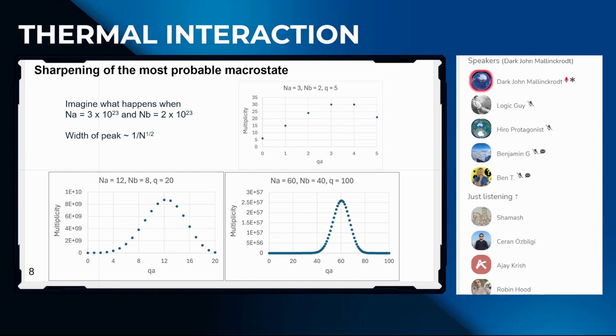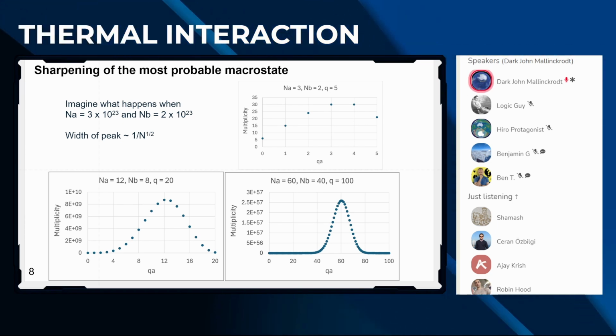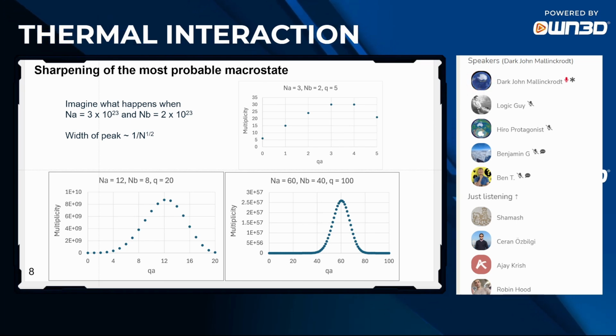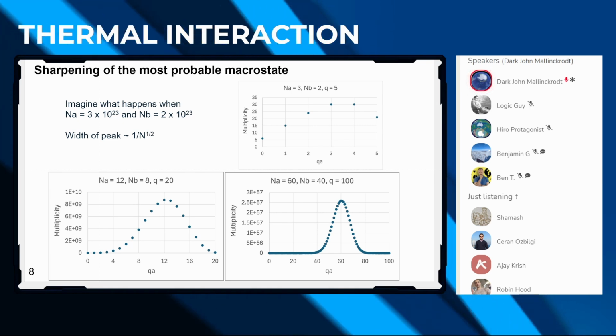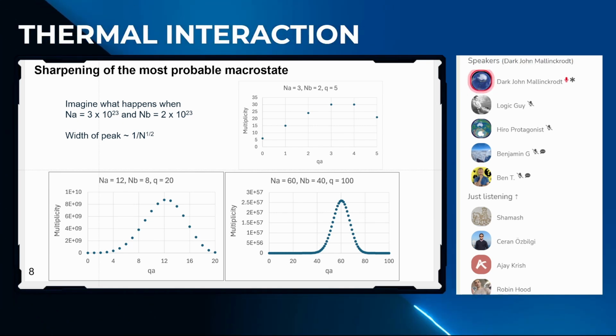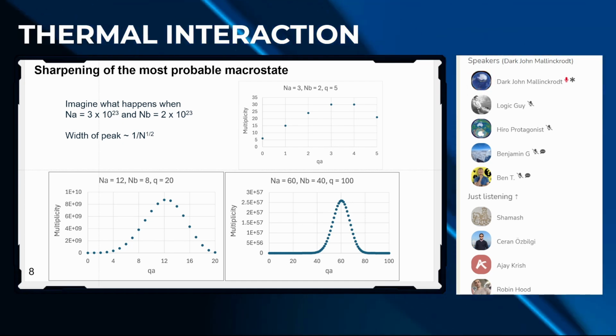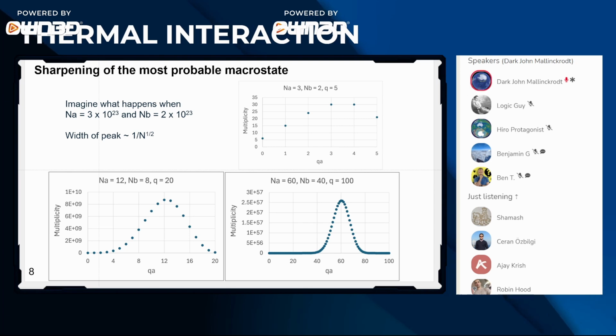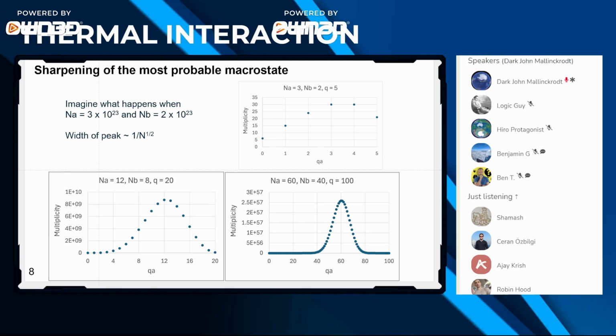So if I have 60 oscillators in A, 40 oscillators in B, and 100 units of energy, I'm never gonna see just 20 units of energy in A. That's a really low probability thing. And notice the scale here. That's 10 to the 57th on the upper scale. If you try doing factorials, like 100 factorial when you calculate these multiplicities, most calculators will choke on trying to do 100 factorial.